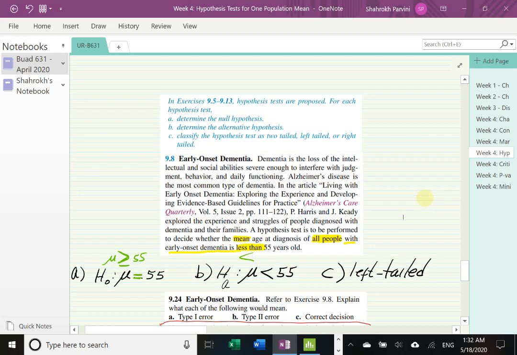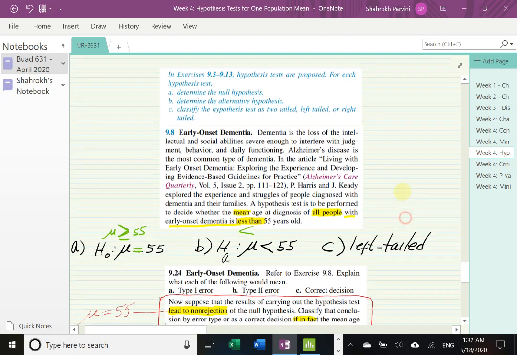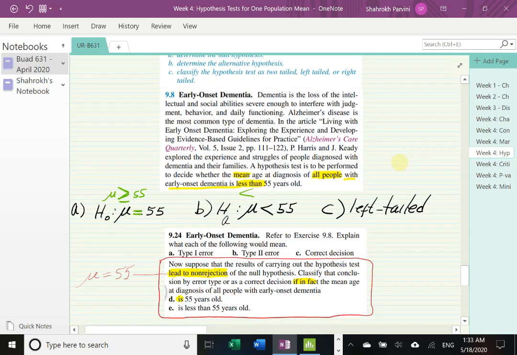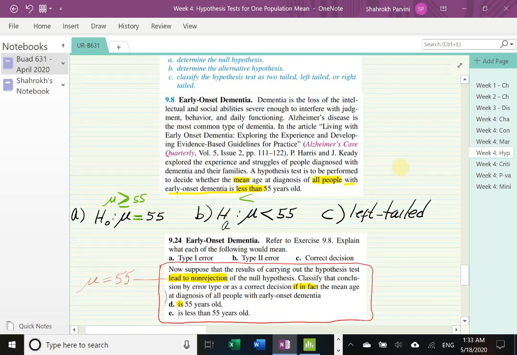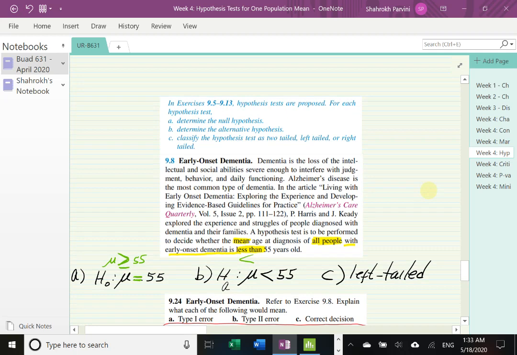It's that same exercise that we just looked at a moment ago. We want to know what is a type 1 error, what is a type 2 error, and what is a correct decision. And once we do, we're going to look at this next segment, part D and E. So ignore parts D and E for now. Let's just focus on A, B, C. Type 1, type 2 error, and the correct decision.